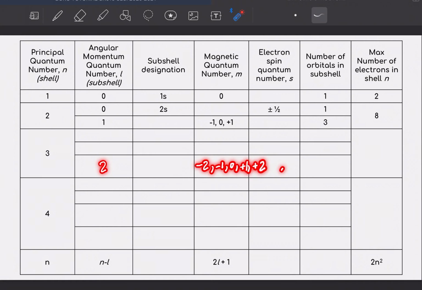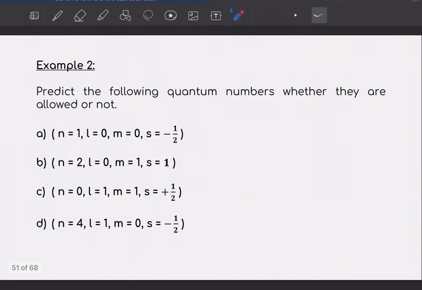Okay, so ini awak tahu. So if we have 5 orientations here, that means we have 5 orbitals in one subshell. Okay. So the maximum number ni awak kira lah. Okay, so do the rest. Try to do the rest. And we will check this during class.